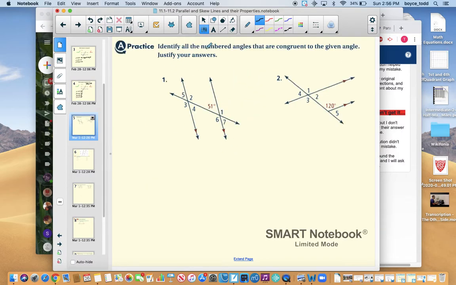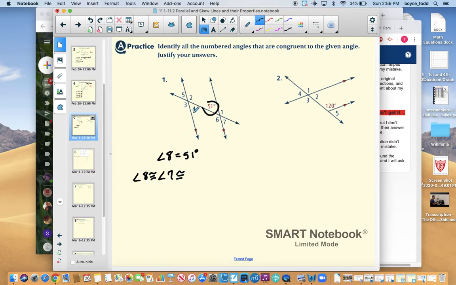Okay, now this one says identify all the numbered angles that are congruent to the given angle. Well, we have a given angle here, and let's just call that angle 8 equals 51 degrees. Now we're going to have some that are congruent and some that are supplementary, but it only asks for the congruent ones. So right away we can see that the opposite angle, angle 7, is congruent to angle 8. And what else?